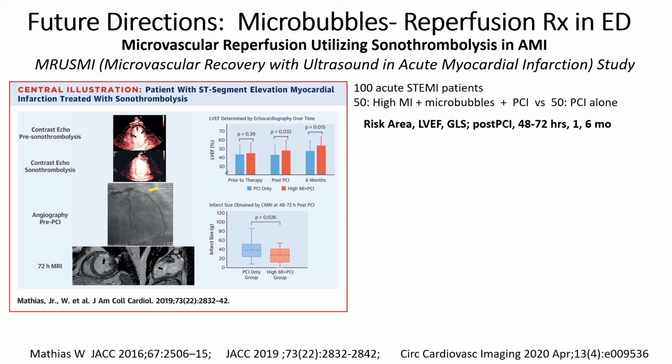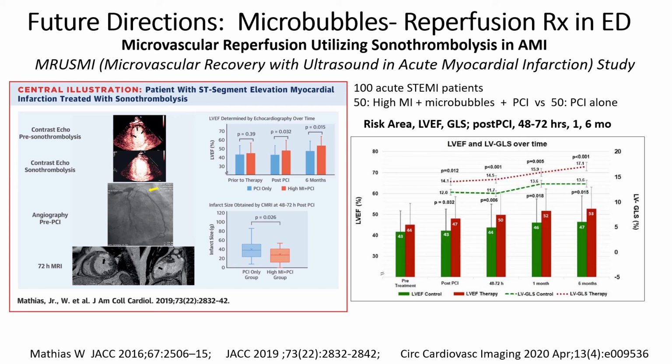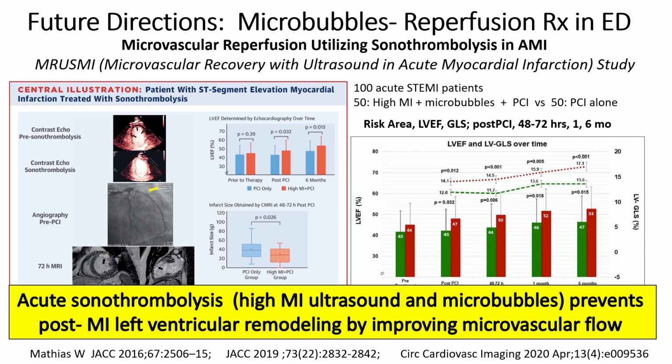But moreover, just this last month in Circulation Imaging, they published additional 6-month outcomes data, which showed that the observed improvements in the microvascular flow resulted in better myocardial mechanics and reduced left ventricular remodeling, as evidenced by improvements in both LVEF and global longitudinal strain. So protocols are also ongoing in Europe, which are exploring the administration of this sonothrombolysis technique even before patients get to the emergency room, in other words, in the ambulance. So this is something to watch out for, and certainly is proving to be looking like a promising technique.